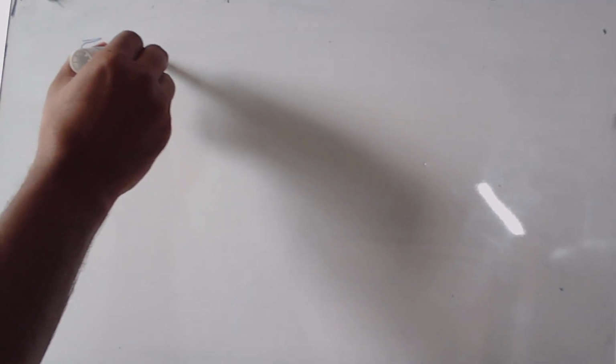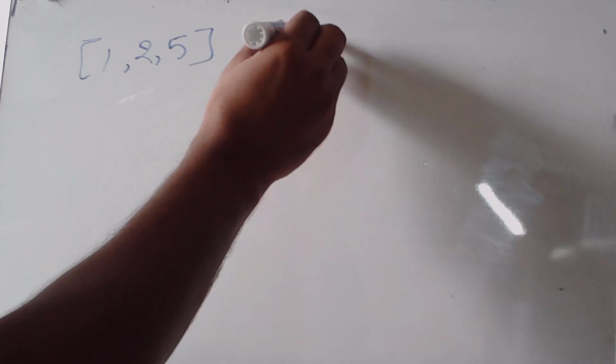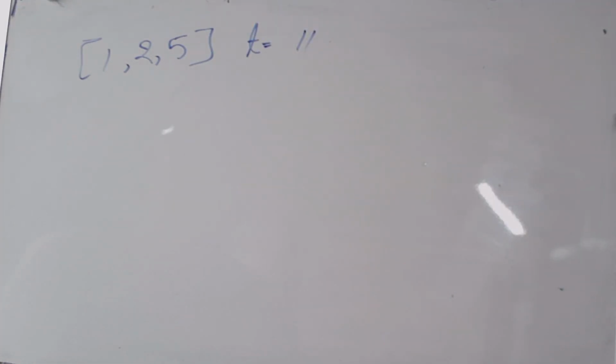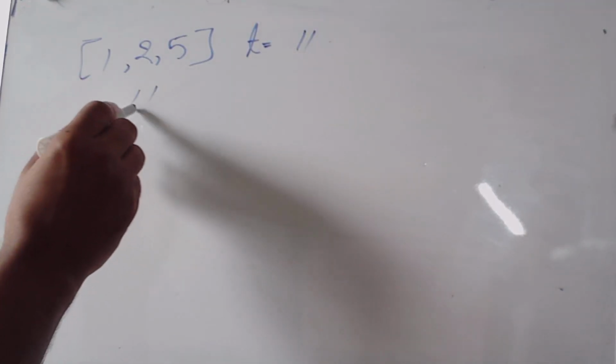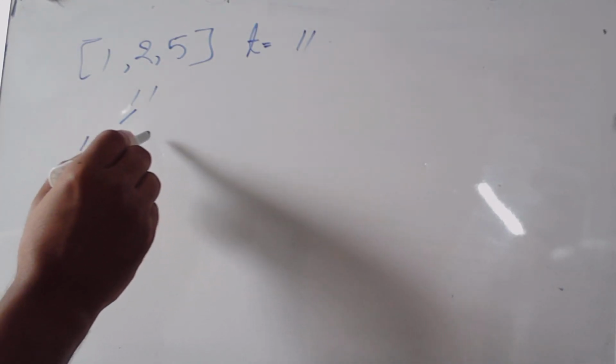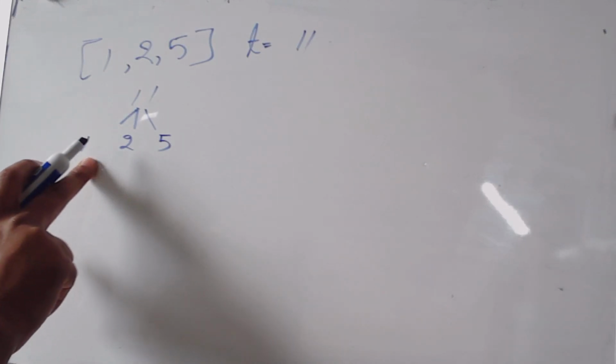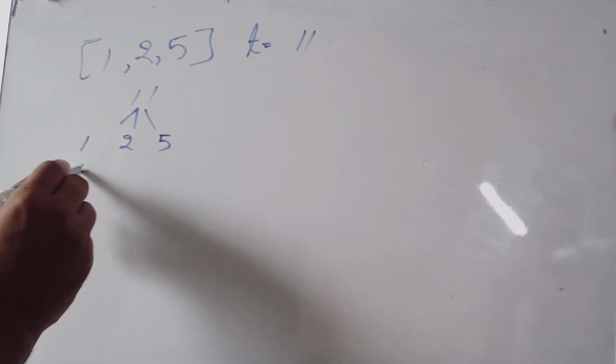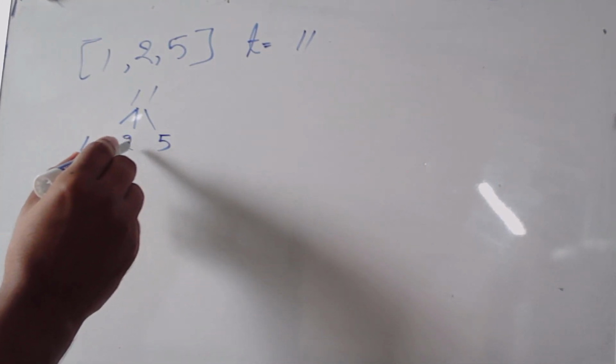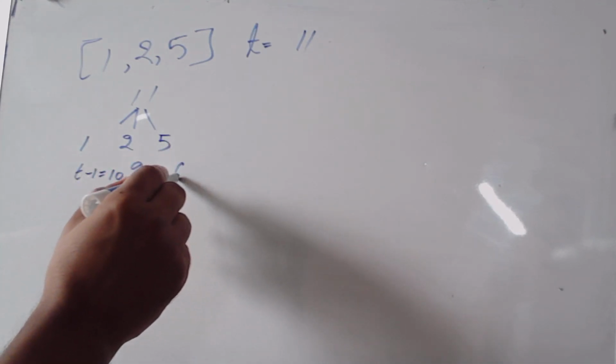So the example says that we are given coins like 1, 2 and 5, and the target amount is 11. Now in this particular case, if we take 11, we can pick either 1, 2 or 5, right? Now if we pick 1, the remaining amount will be target minus 1, that is 10. Here target minus 2 is 9, and here 6.